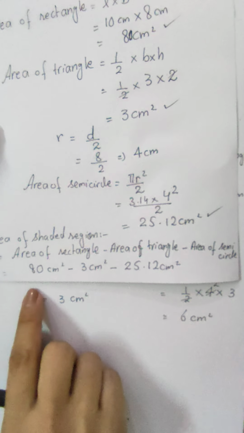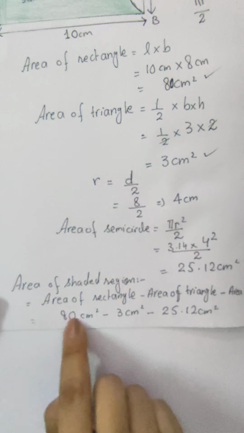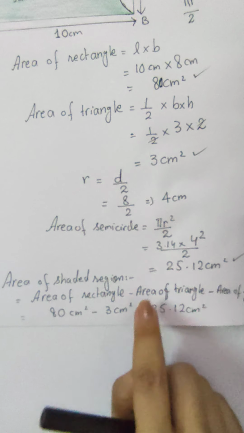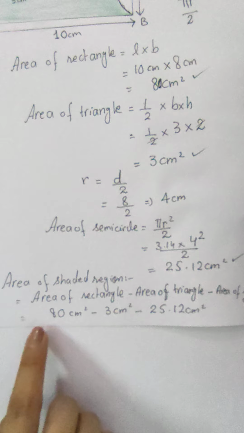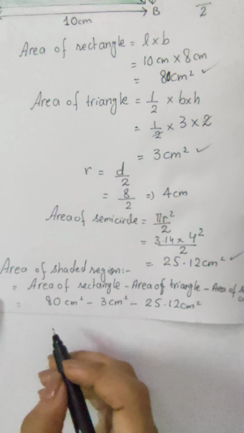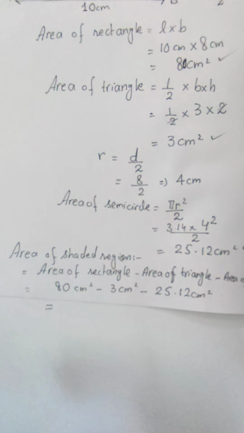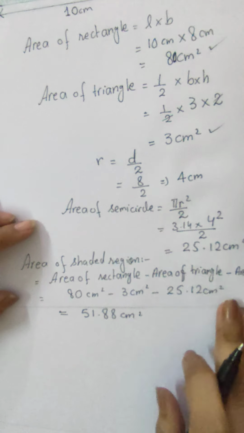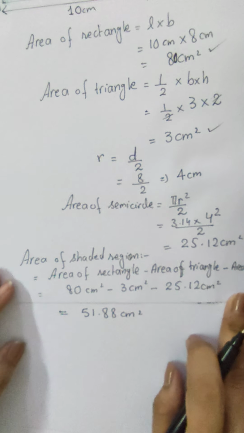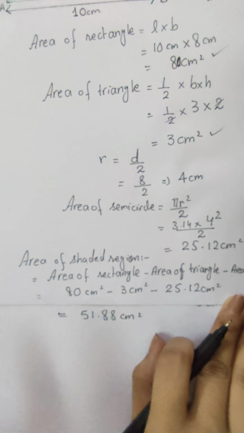So I will write the values. The area of the rectangle is 80 centimeter square, the area of the triangle is 3, and the area of the semicircle is 25.12. Now we will subtract these two values from the 80, and we will get the answer of the area of the shaded region, which is equal to 51.88 centimeter square.